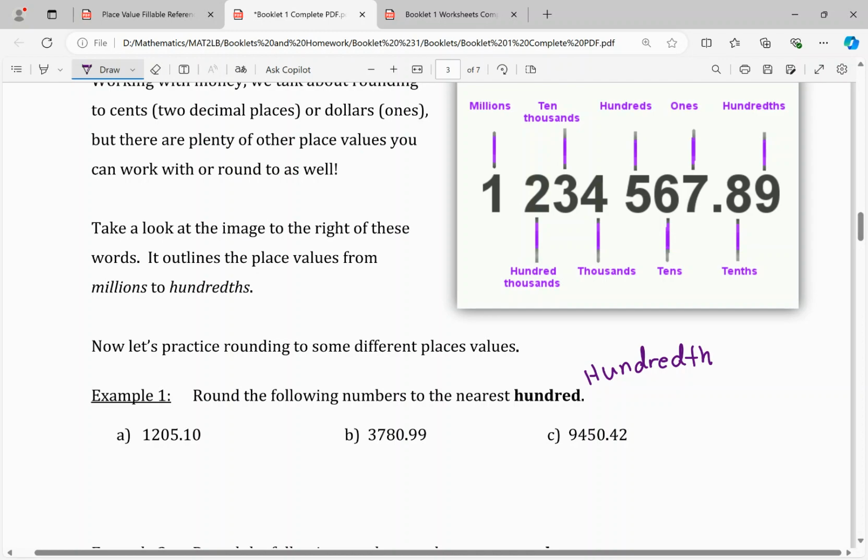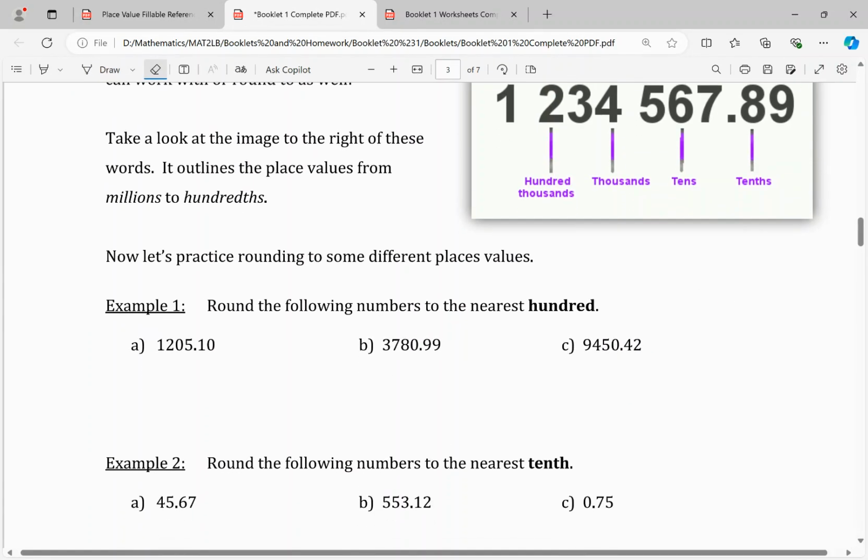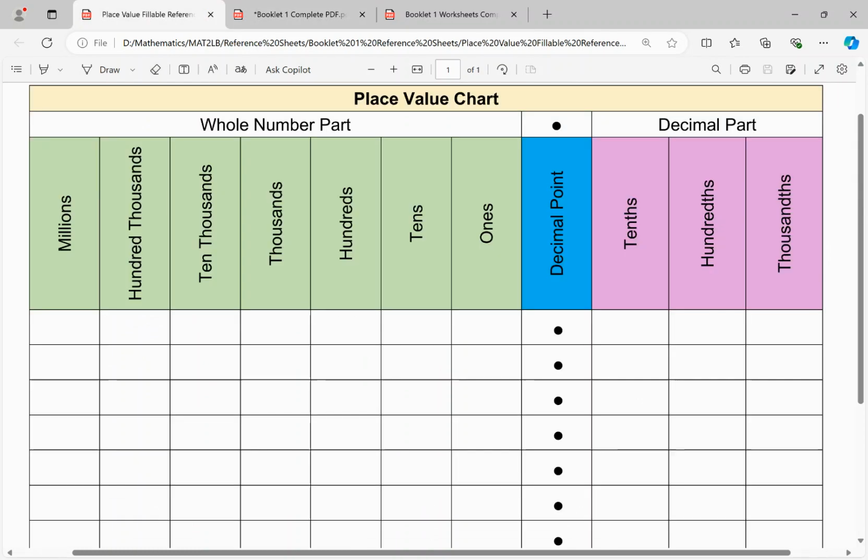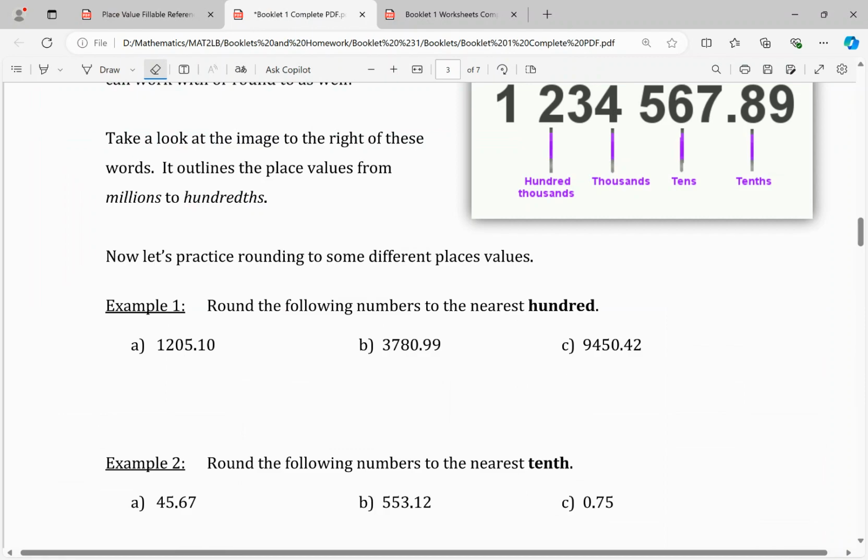Hundredth is spelt like this, and it is talking about a different place. We're talking about hundred. So, how do I find the nearest hundred? The first thing that you're going to do is you're going to go over to your fillable reference sheet and you're going to copy down the number. But please be careful when you're copying down the number. You can't just write it anywhere. We have 1205.10. I want you to start with the decimal.